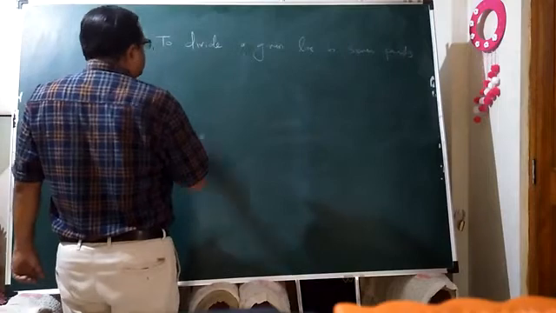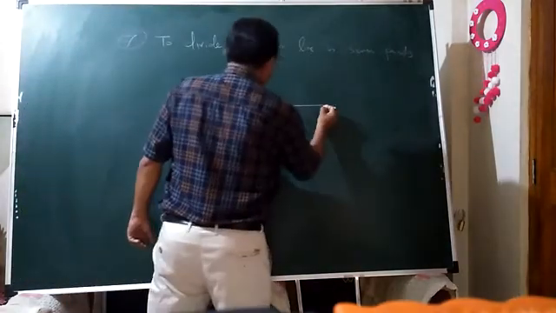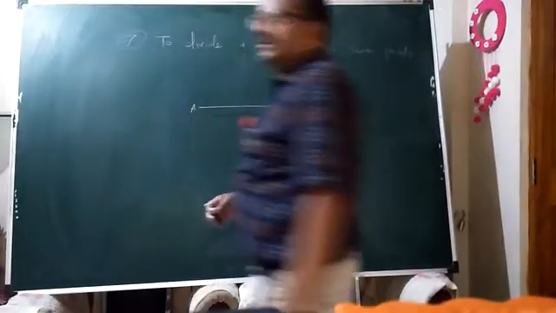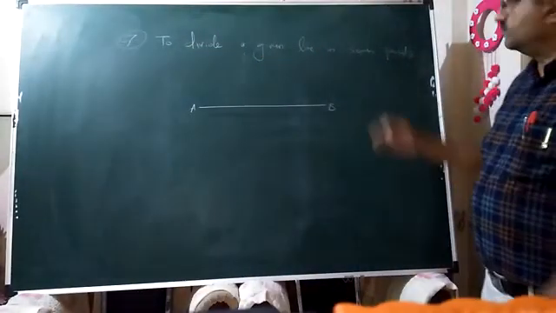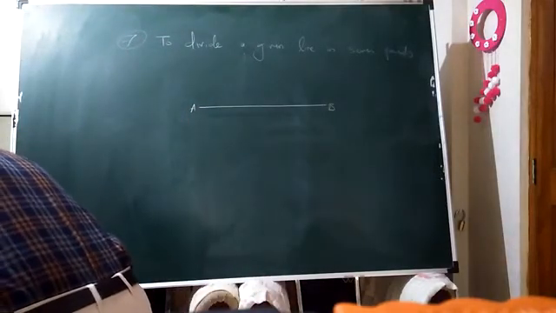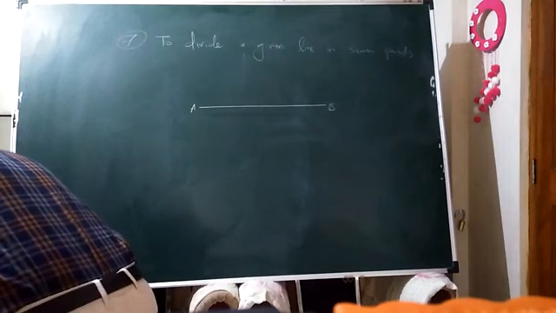So what is the procedure? Suppose line AB is the given line, of unknown length. We don't know its length. This length we are going to divide into 7 equal parts. Now what is the procedure? I will tell you.